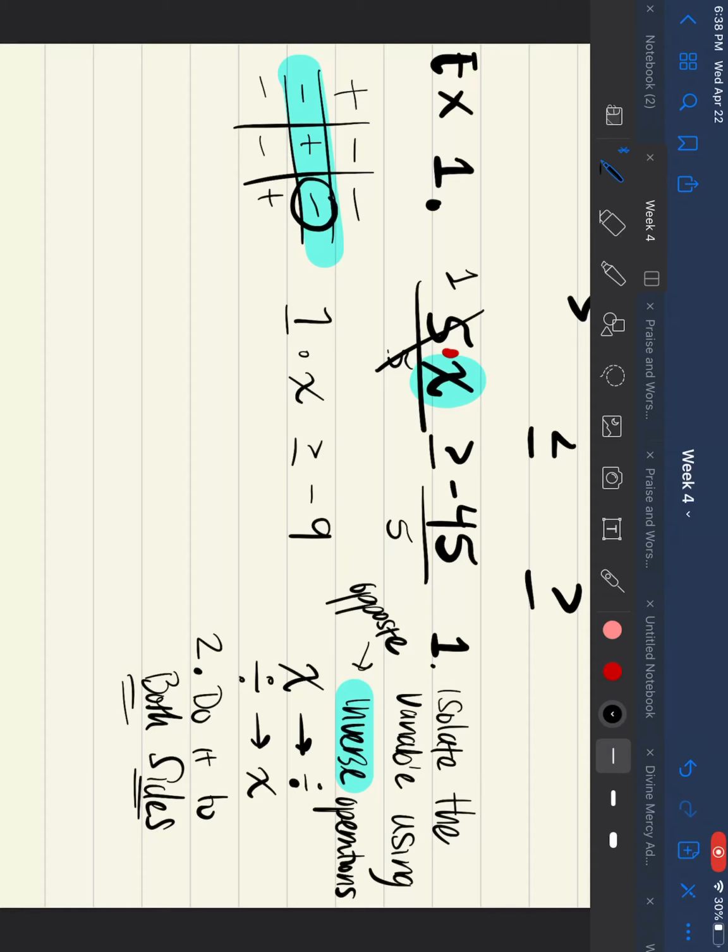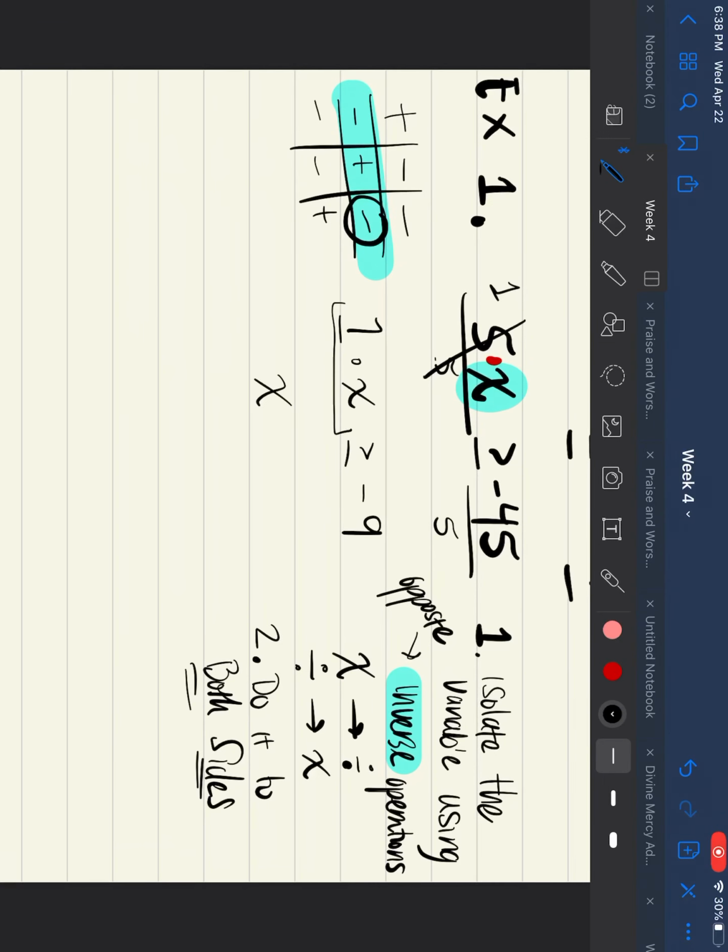So I did step 1, isolate the variable using inverse operations, check, because I did division. Step 2, do it to both sides, check, I also did it over here. Step 3 now. Well, now that I have that, what is 1 times x? Well, that's just x. Every time that you multiply by 1, you get back the same number. When you multiply by 1, when you add 0, that's called the identity property.